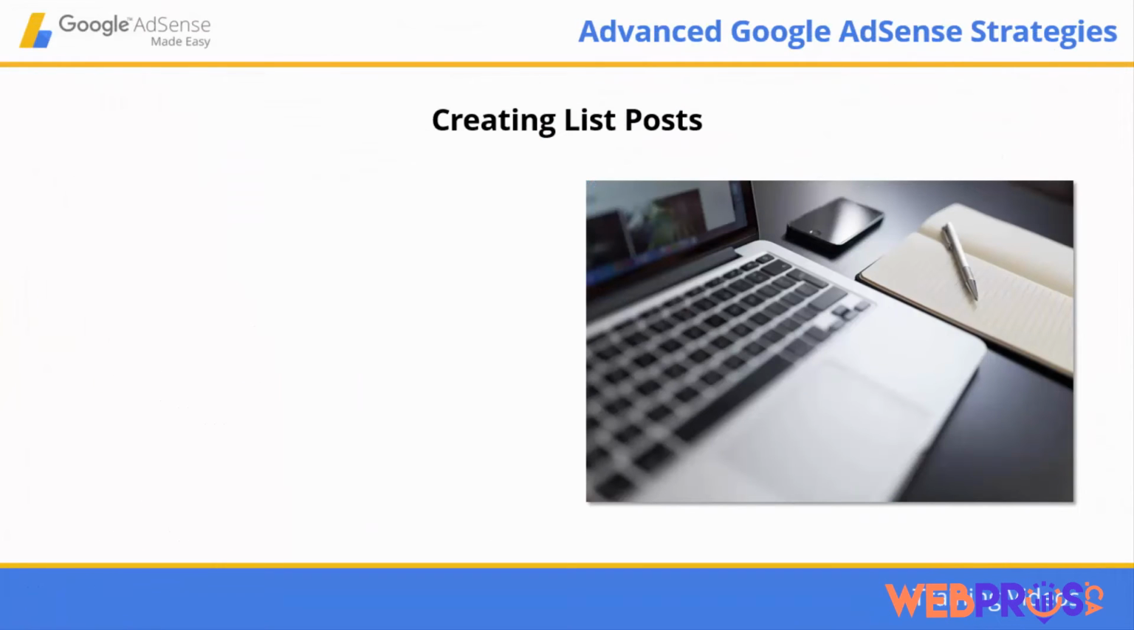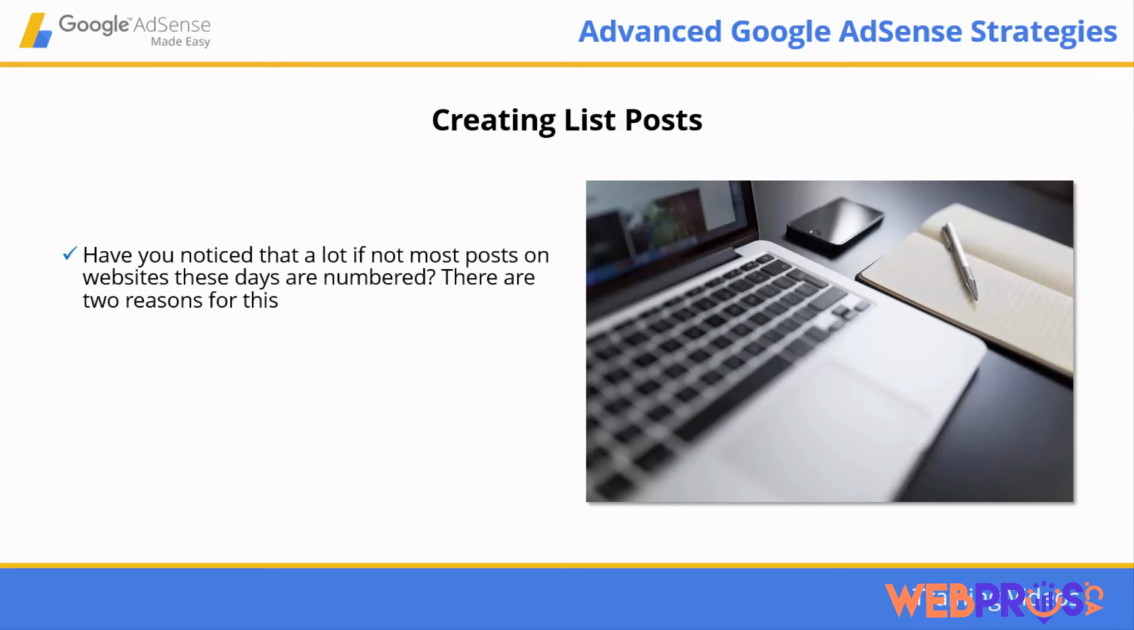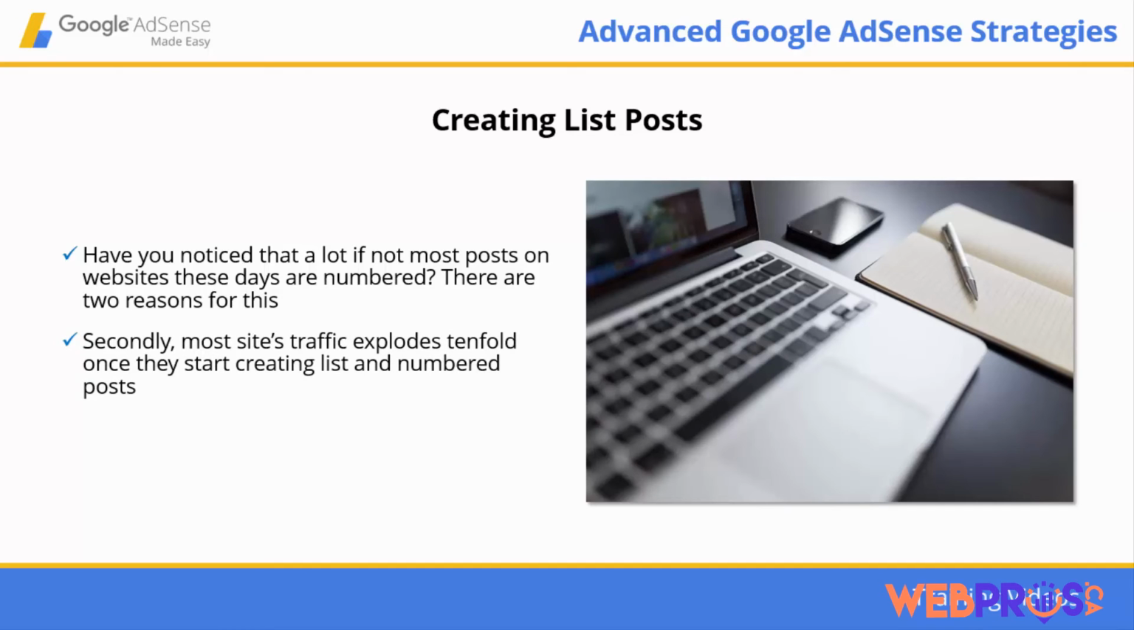Creating list posts. Have you noticed that a lot, if not most, posts on websites these days are numbered? There are two reasons for this. First, they're easier to read. You can easily camouflage a 2,000-word article into a 5-item list post and people will gladly read it in its entirety. Secondly, most sites' traffic explodes tenfold once they start creating list and numbered posts.